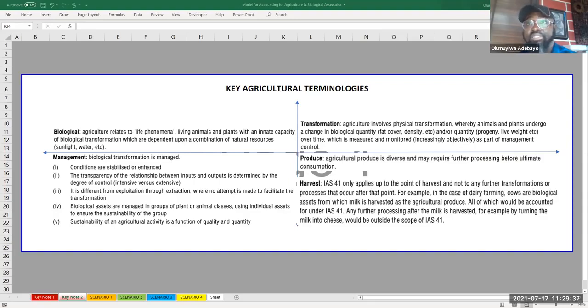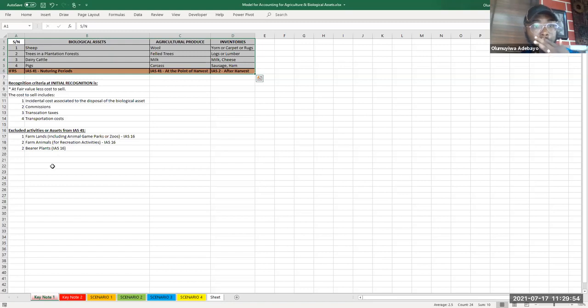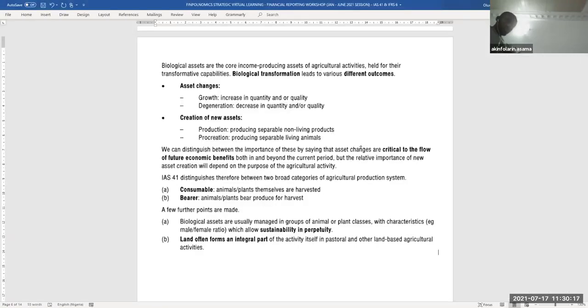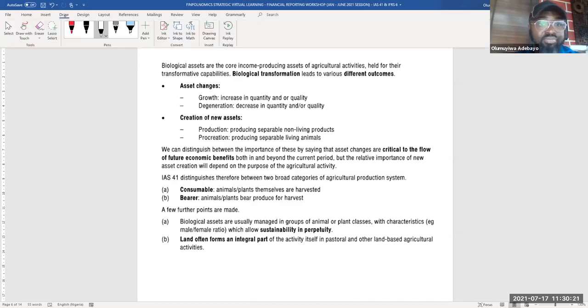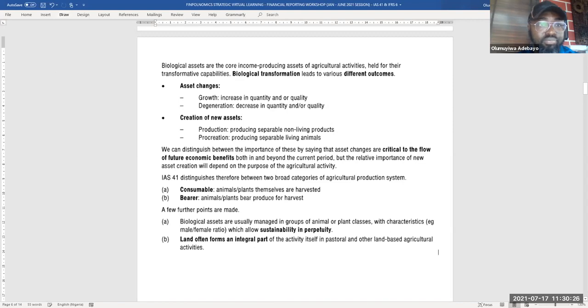Okay, now let's look at one or two things here. Let's look at biological assets in their real sense. Let's break it down into the impact it may have. Now look at the nature of biological assets.